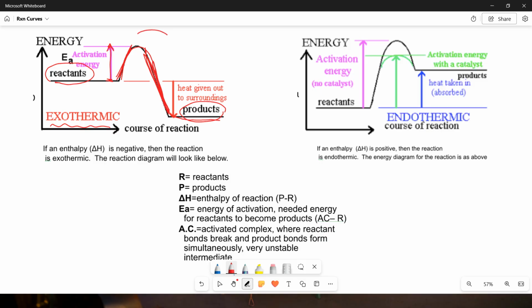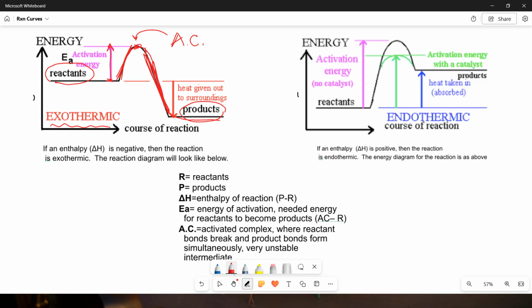The top of this hill is where the activated complex is. Now, what is the activated complex? It is not a substance that we can isolate. It is not stable because what's happening is reactant bonds are breaking while product bonds are forming. And so you can see it's the highest point of the reaction. It is the most unstable portion of the reaction.